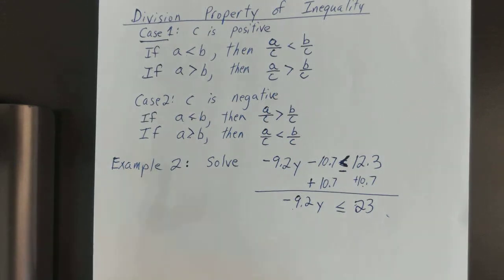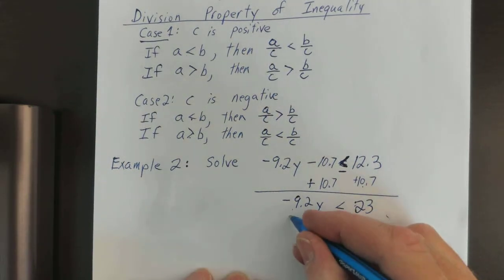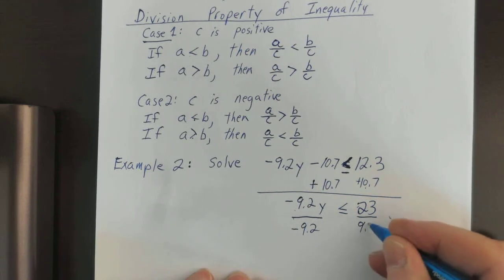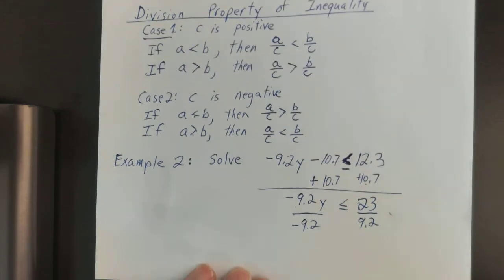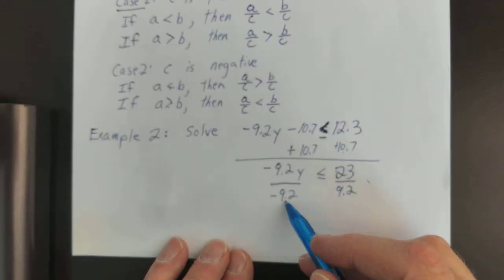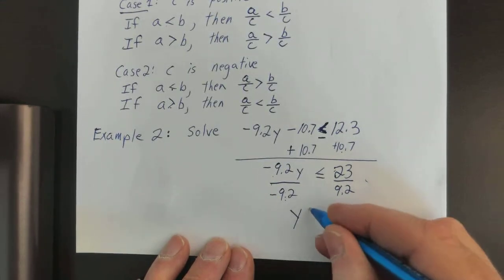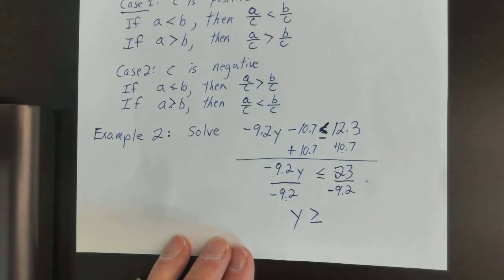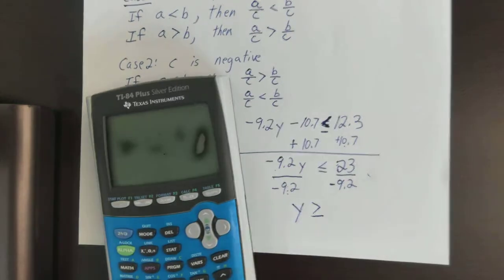All right. Now this next step, I am dividing by negative 9.2. This is the only really special thing that you wouldn't have to deal with in equations. But when you divide by a negative, we've got to switch. This is negative 9.2 there. We got to switch that inequality.